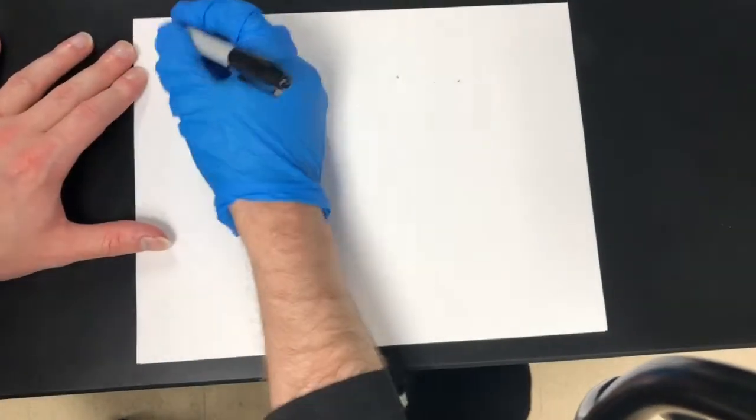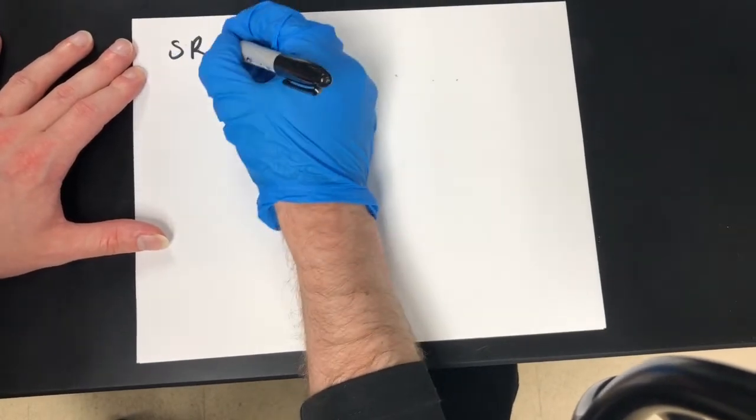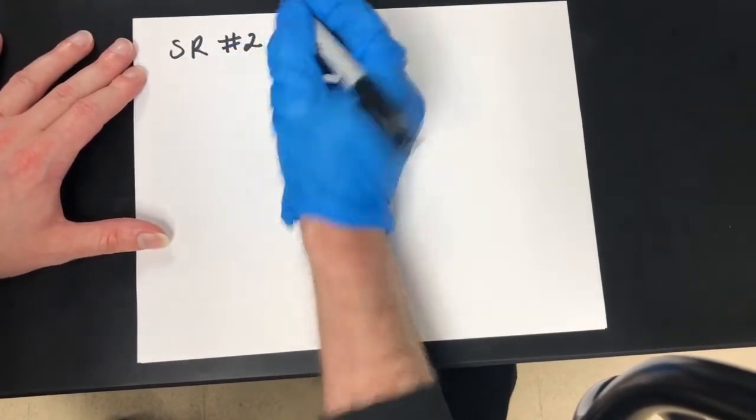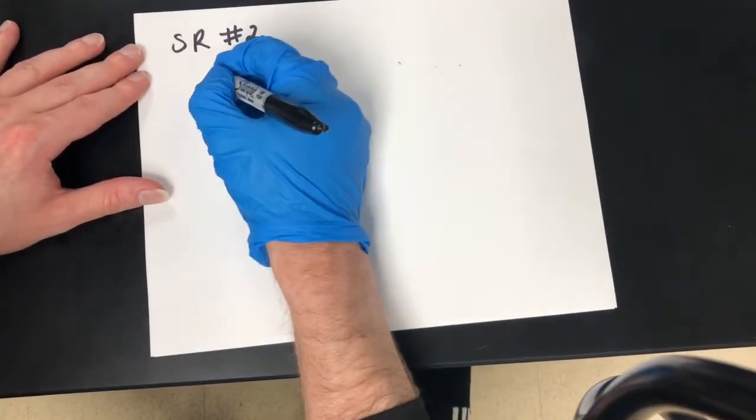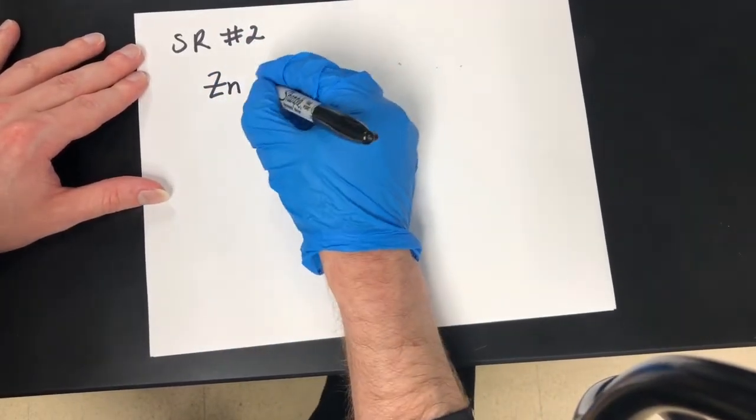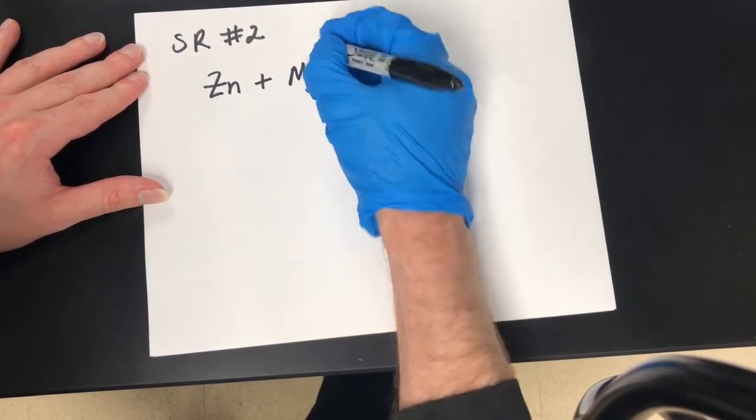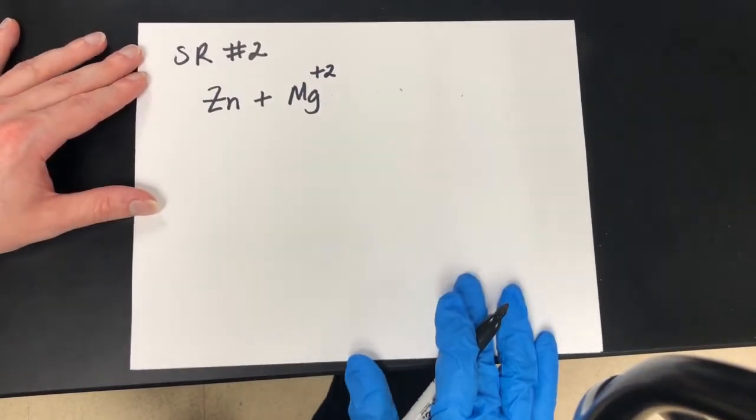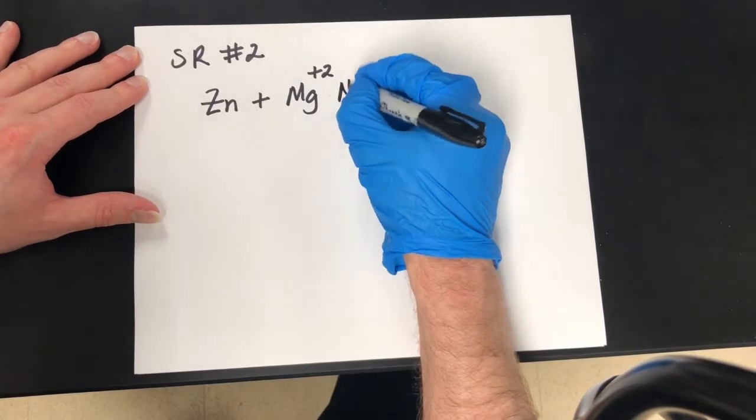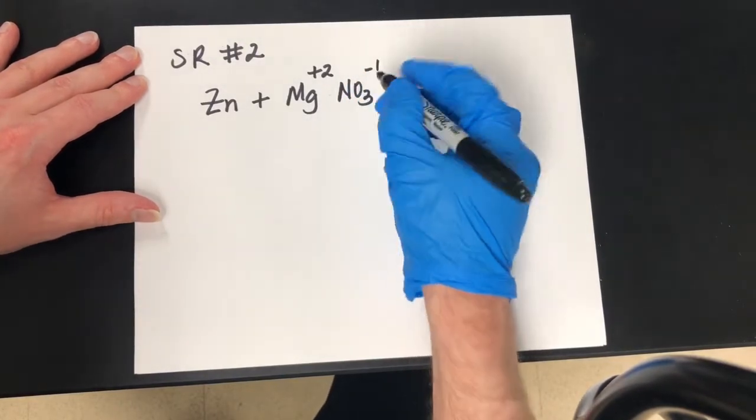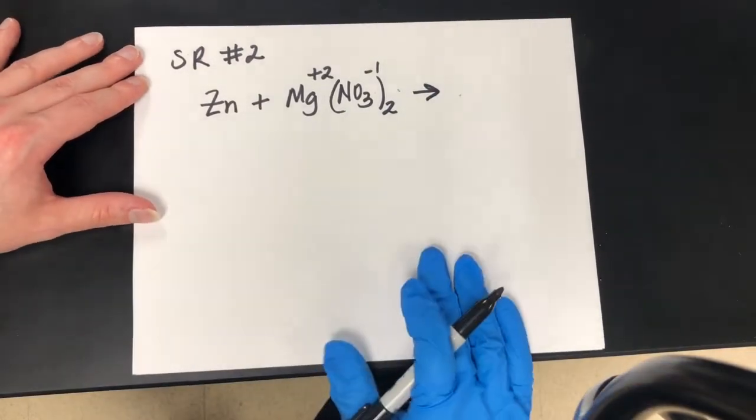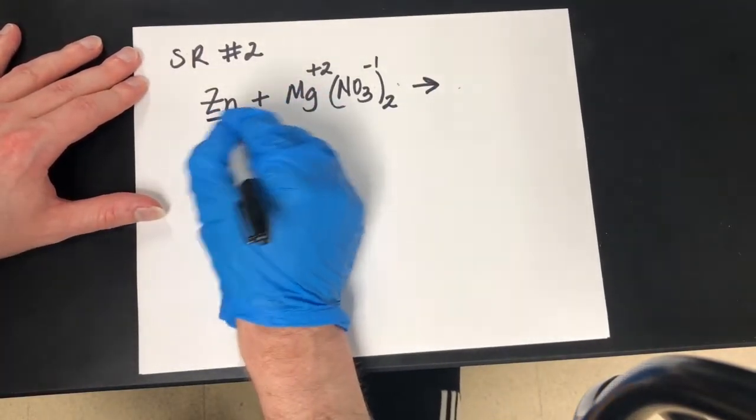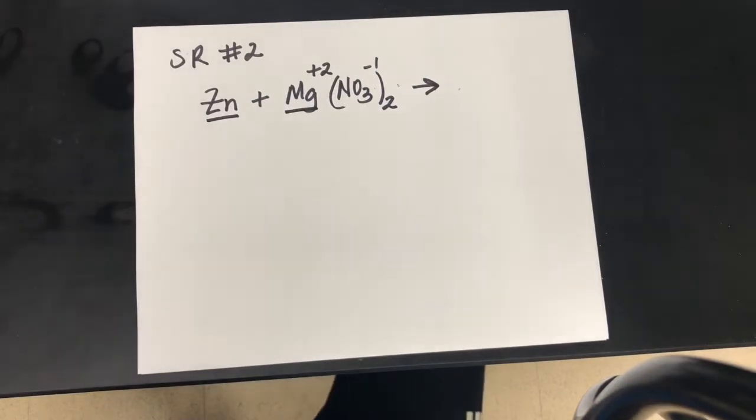Okay, so the next reaction we're going to look at, single replacement reaction number 2, is going to be zinc plus magnesium nitrate. Zinc plus magnesium is Mg with a +2 charge. Nitrate is NO3 with a -1 charge. So when I go to write this, I have to crisscross. Now on single replacement reactions, we're going to use our activity series. So we're going to be looking at zinc and Mg.